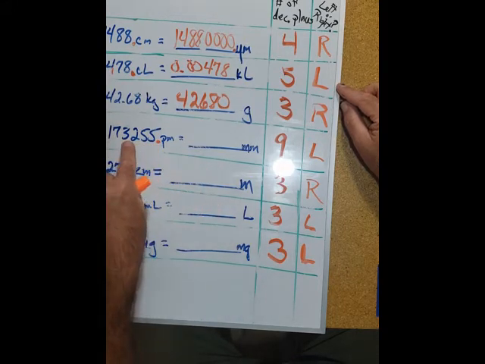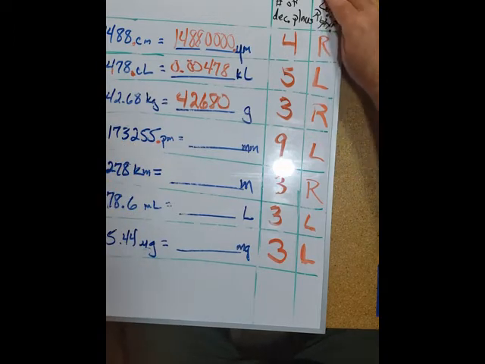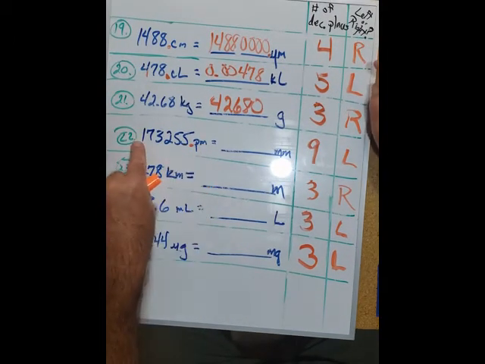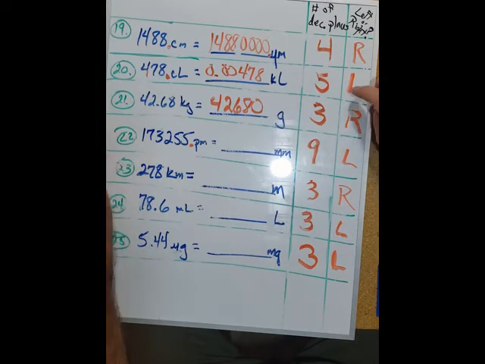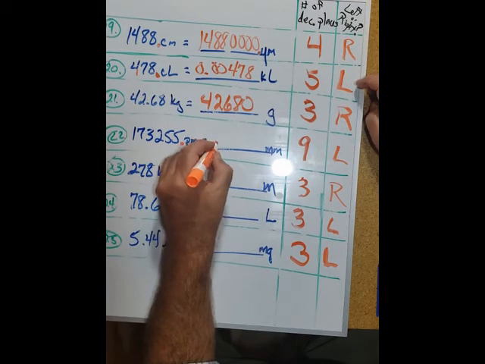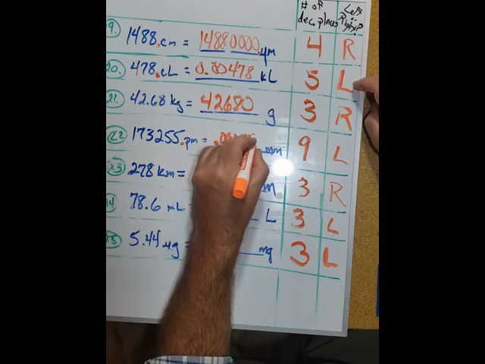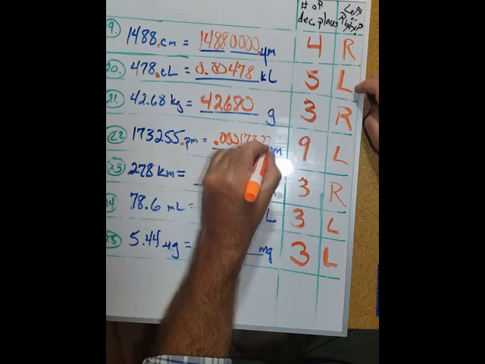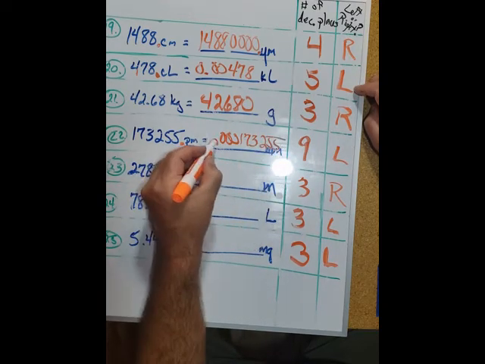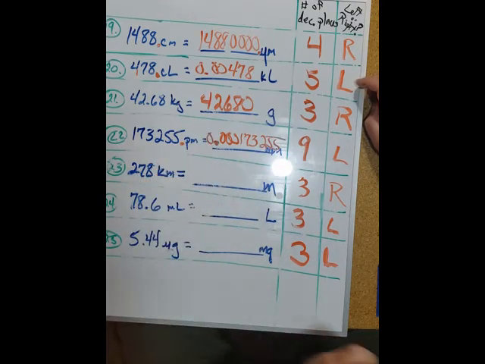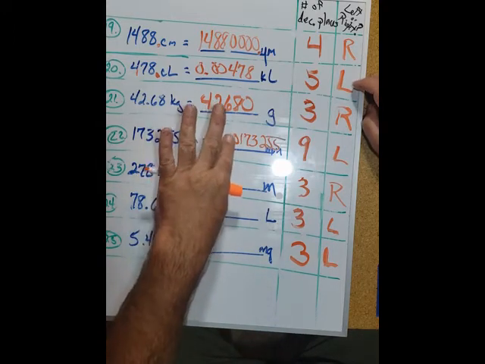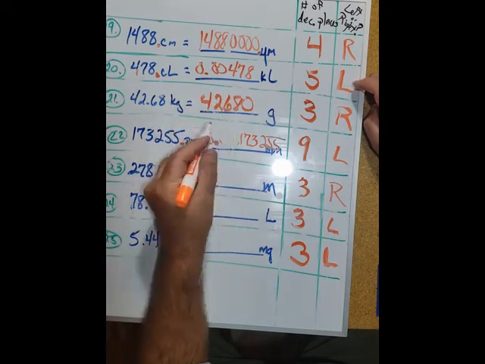1, 2, 3, 4, 5, 6. All right, 6 places will put us out in front of the 1, but we got to go 3 more to get to a total 9. So there'll be 3 zeros out front. 0.000 and then 173.255. And again, we want to put a 0 out front just because we don't write our numbers starting with decimal points.